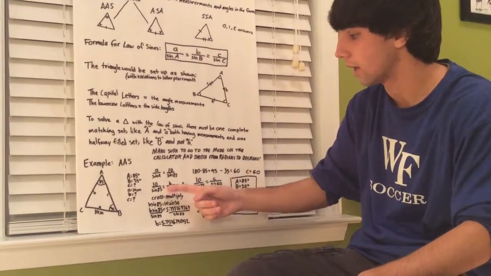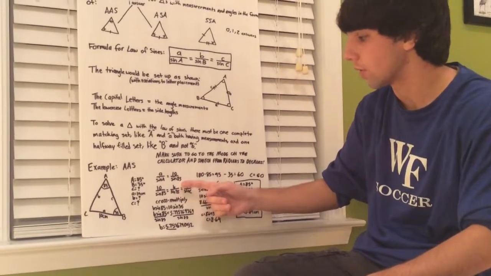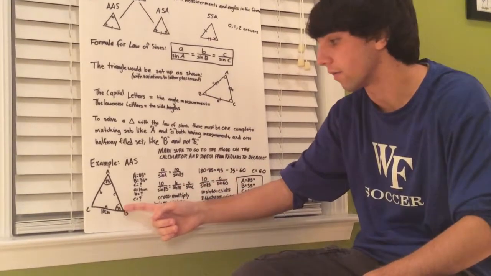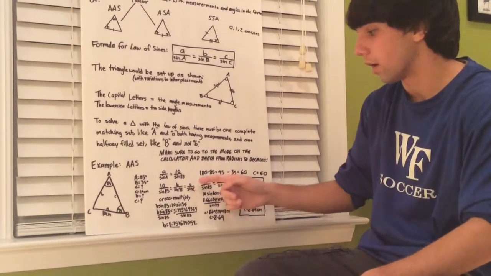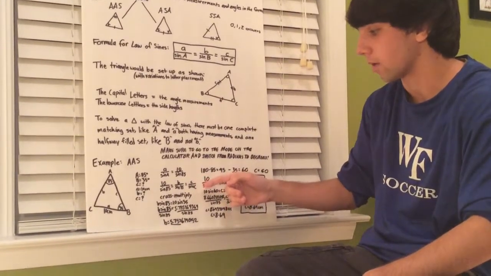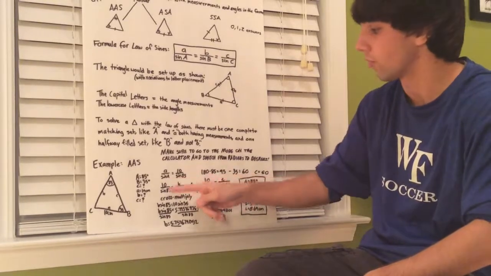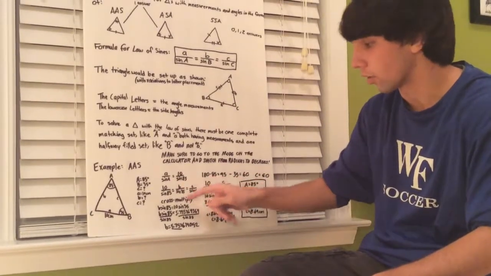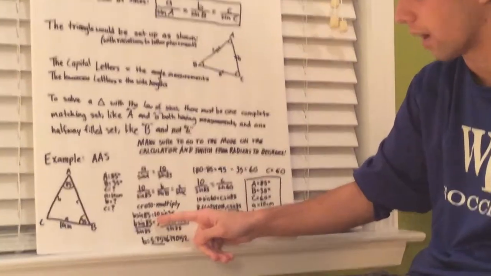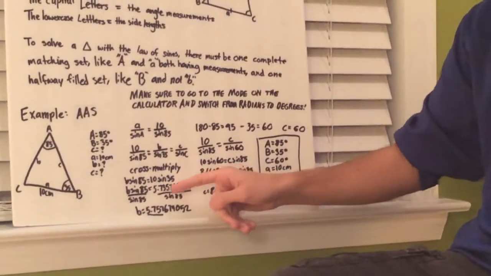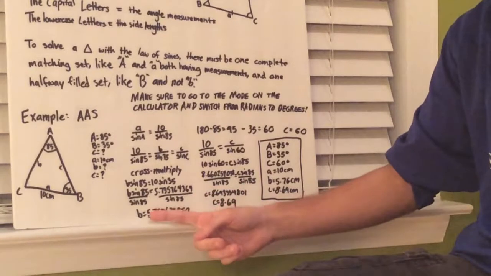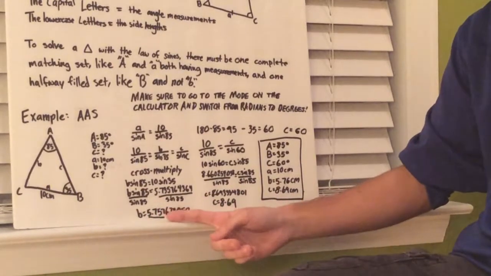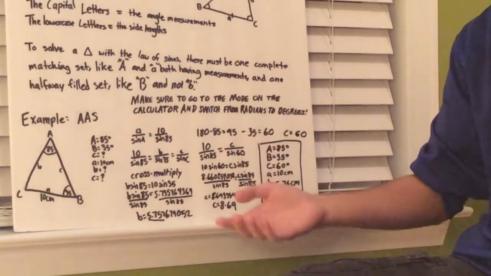10 over sine 85 equals lowercase b over sine 35, because we already have capital B, and equals lowercase c over sine capital C. We'll get to C in a moment though. Just focus on these two right here. You're going to cross multiply and get b sine 85 equals 10 sine 35. Divide each side by sine 85 to get b by itself, and you'll end up getting b equals 5.76. We're just going to round off to 2 decimal places.